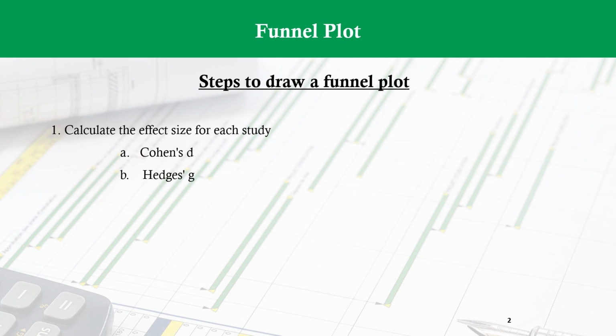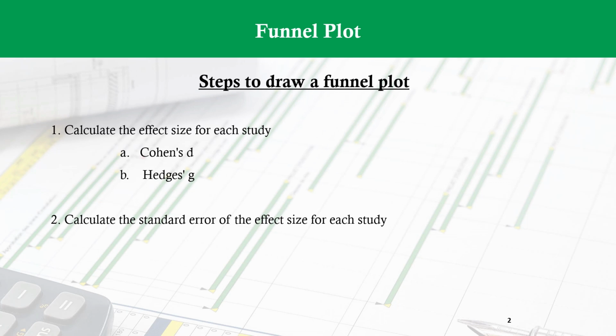Cohen's d is calculated as the difference between the means of two groups, divided by the pooled standard deviation. Hedges' g is similar to Cohen's d, but it includes a correction factor to adjust for potential bias when the sample size is small. Both Cohen's d and Hedges' g are used to represent the magnitude of the effect being studied, with larger values indicating a stronger effect.